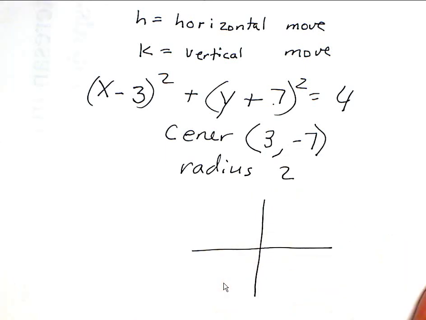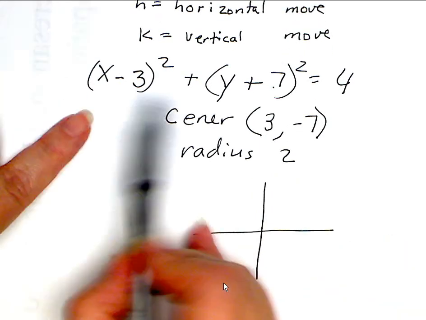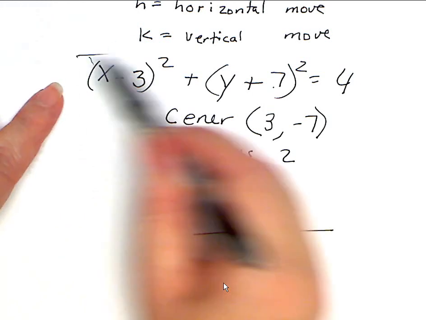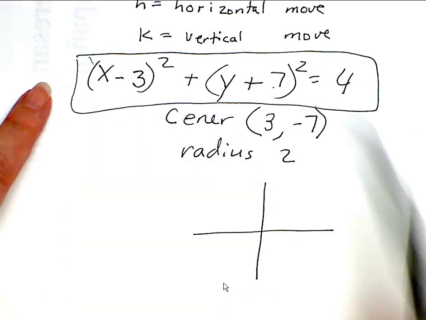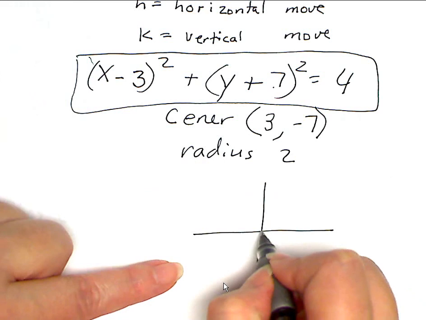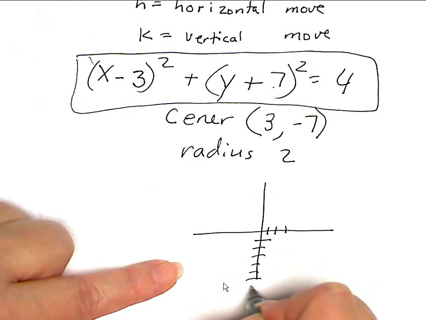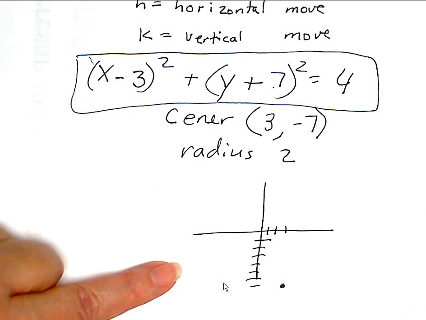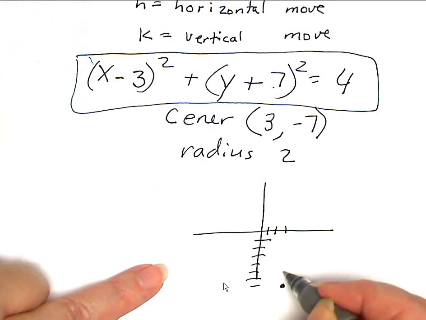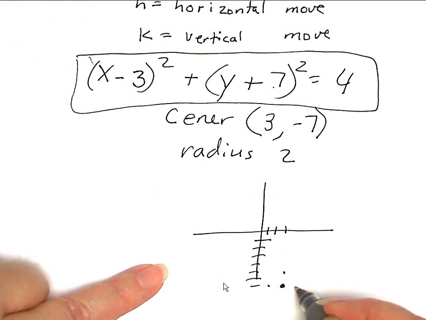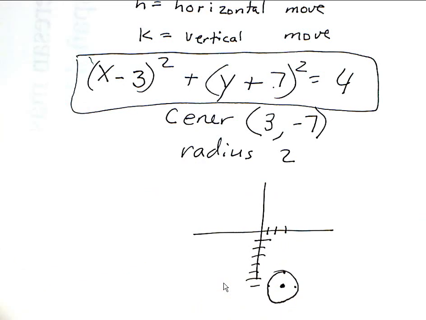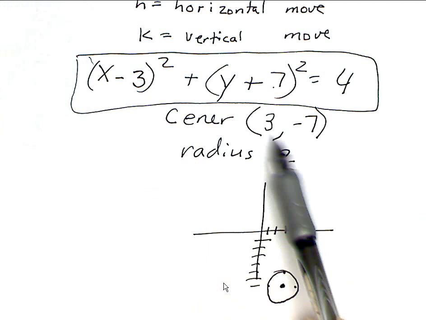This is the equation, this is given. So then we have 1, 2, 3, and then 7. 1, 2, 3, 4, 5, 6, 7. That's my center. And then you go out 2 in each direction and connect the points. So the shift again would be that we would have gone right 3 and down 7.